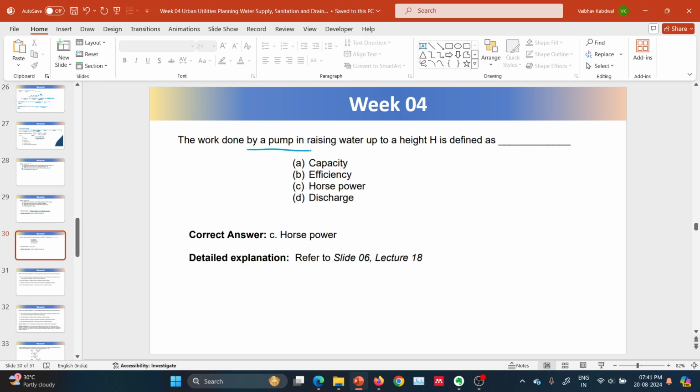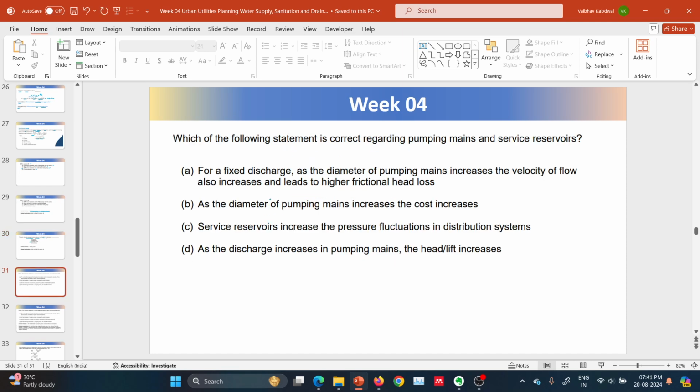The work done by a pump in raising water up to a height h is called horsepower. Which of the following statements is correct regarding the pumping mains and service reservoir? Pumping mains and service reservoirs.